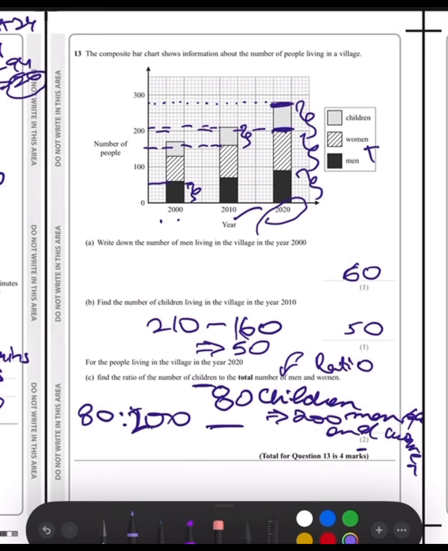Then for the answer we got for men and women, we add them up, because that's what they said in the question, the total number of men and women. So we add men and women, and we've got the number of children as well. Now they're simply asking us to find the ratio, in the order they've told us to write it. Firstly they're asking for the number of children. So the number of children is 80, we wrote 80, then ratio, and then the total number of men and women was 200, so we wrote 200, and that's how it was done. You can always simplify it, but that was not the main reason for this question. Okay.